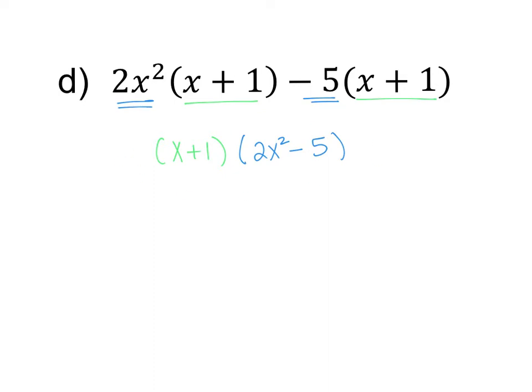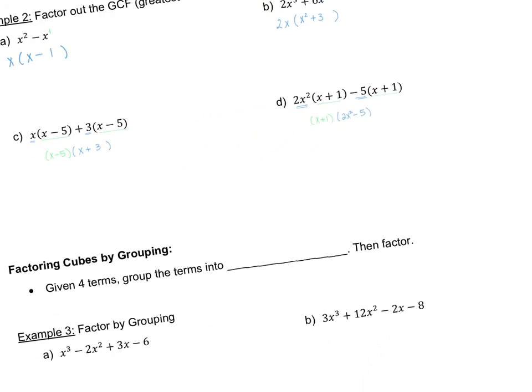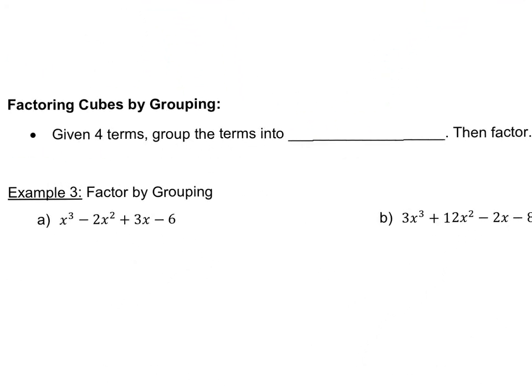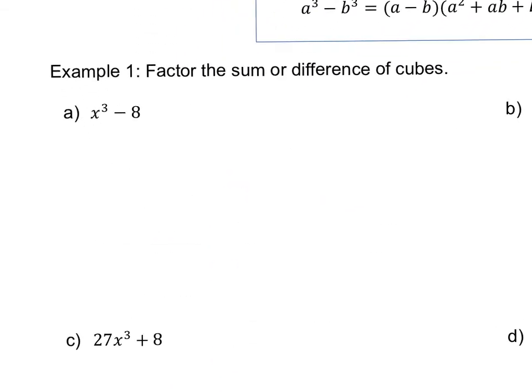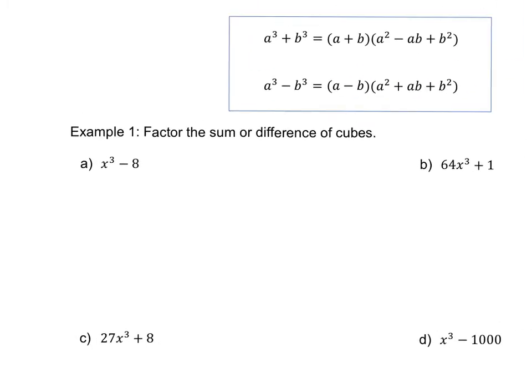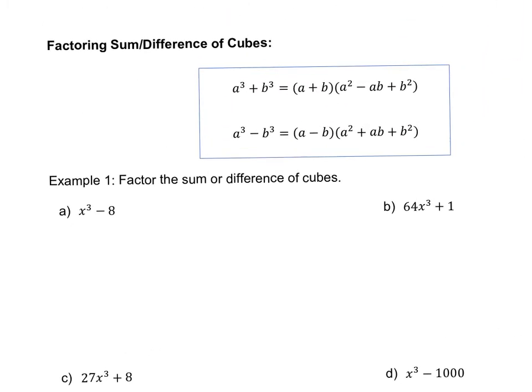All right. Now that we've had some practice factoring out the greatest common factor, let's talk about the factoring called grouping. So in the previous lesson, we learned how to factor things that are cubed. If you look at these problems here, these are cubed or taken to the third power. But they are only two terms. So when you have two terms, you can use the sum and difference of cubes. This is a formula you can use.